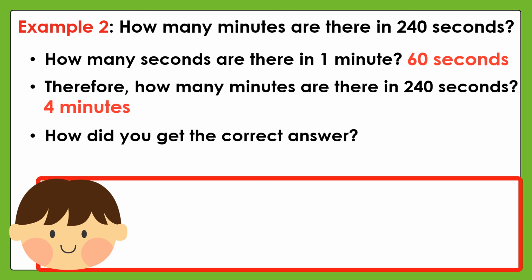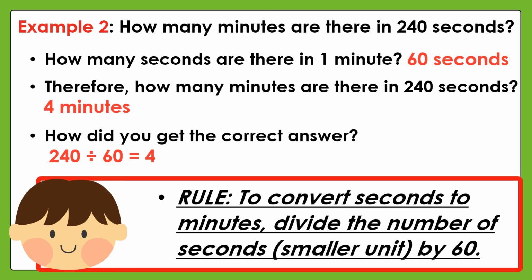How did you get the correct answer? 240 divided by 60 is equal to 4. The rule to convert seconds to minutes: divide the number of seconds, or the smaller units, by 60.